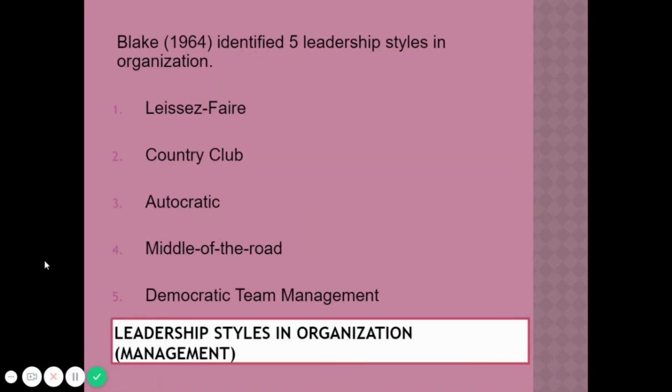Then these are the 5 leadership styles that were identified by Blake in 1964: laissez-faire, country club, autocratic, middle of the road, democratic, and team management. These leadership styles will be explained by my other group mates.